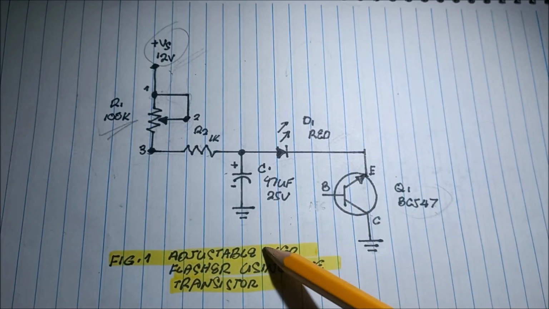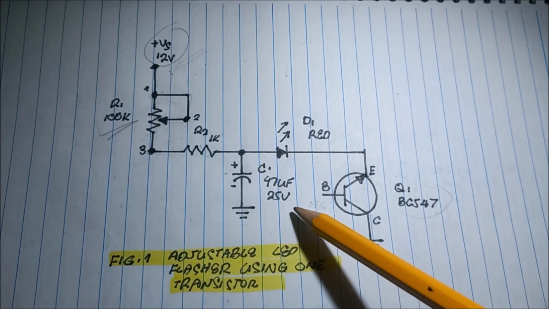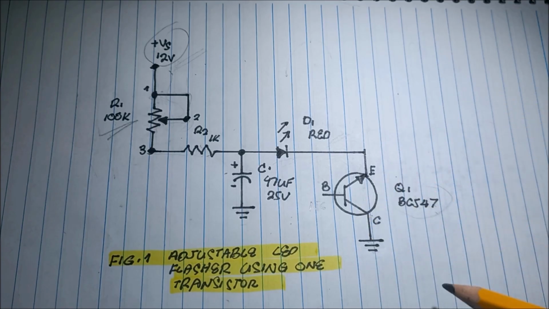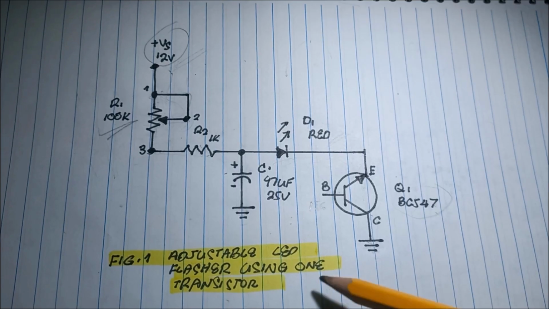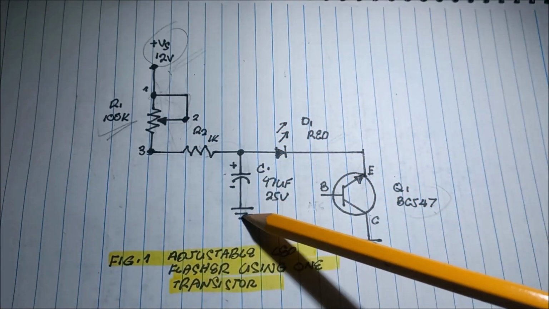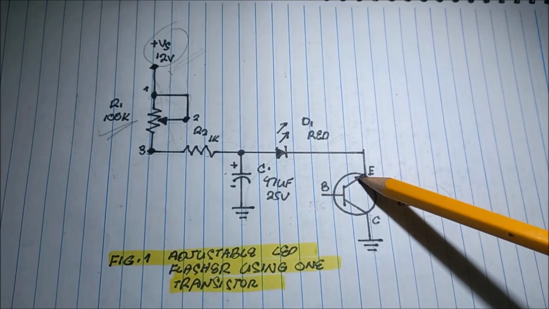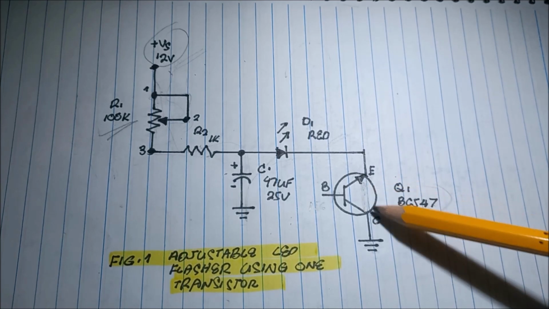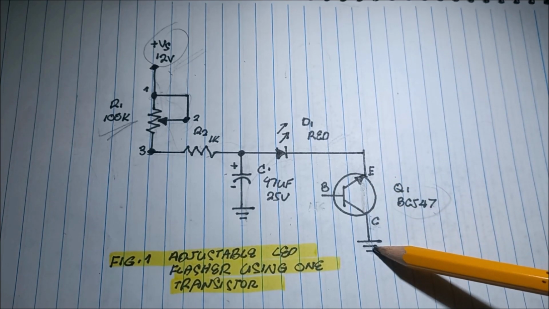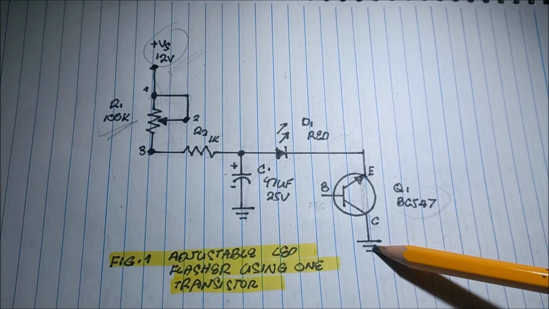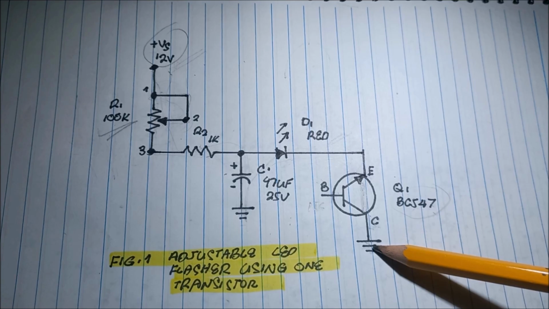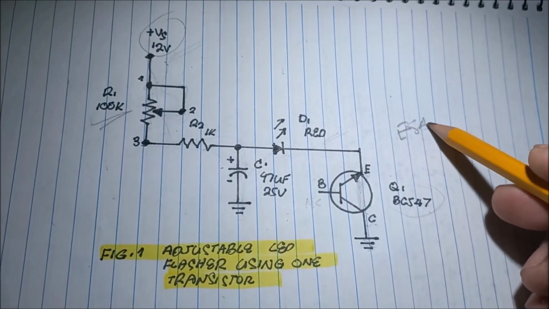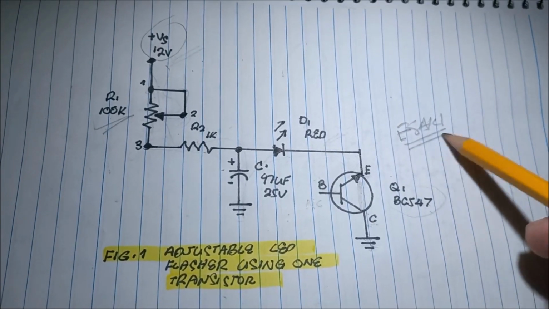So what makes this LED flash? Why is it flashing? It is due to the charging and discharging of the capacitor to the emitter of the transistor, and then it connects to the collector, to the ground, known as the Esaki oscillator effect, or the Esaki oscillation.